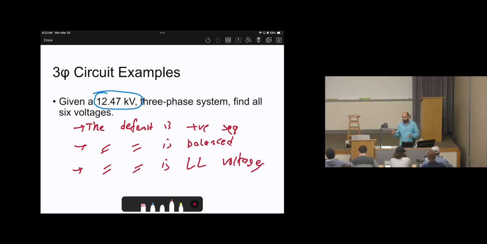I know it's three-phase, 12.47. Therefore, it's positive sequence. The default is balanced. This is the voltage line to line. This is the line to line magnitude, not, of course, the angle.